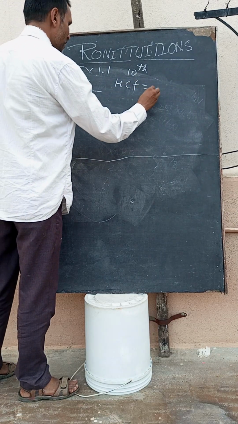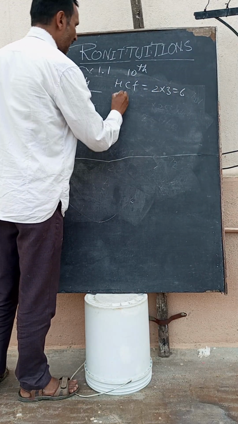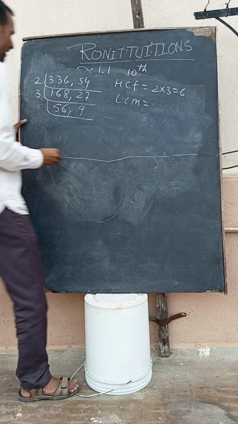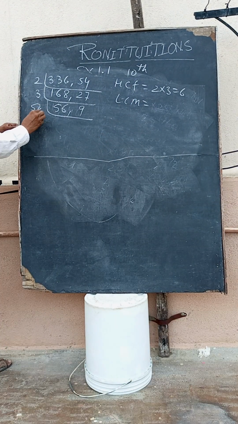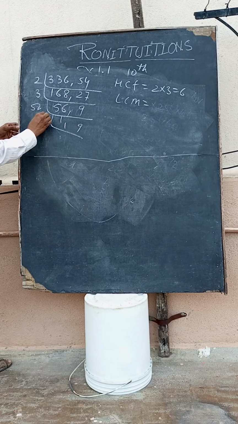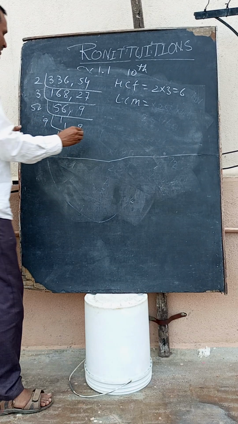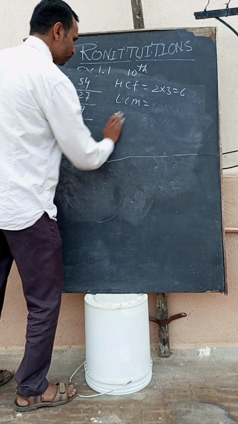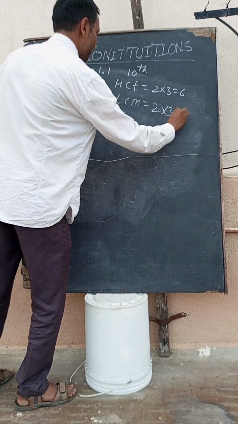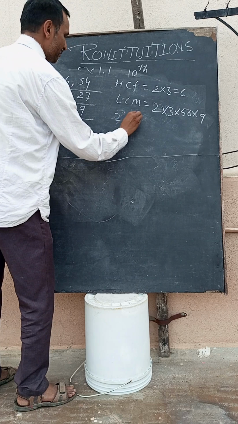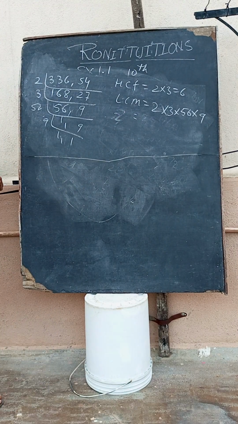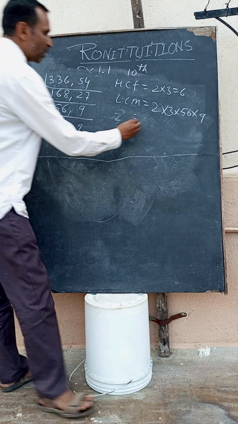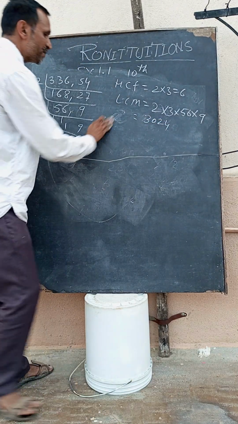HCF is equal to 2 into 3, which is 6. LCM is equal to, directly we can write like this, 56 also, and then 1 and 9. Again 9 can be 1 and 1. So LCM will become 2 into 3 into 56 into 9. How much does LCM become? If we multiply it, LCM becomes 3024.